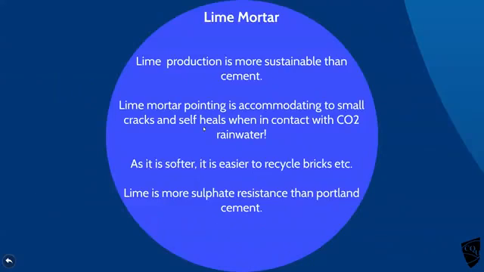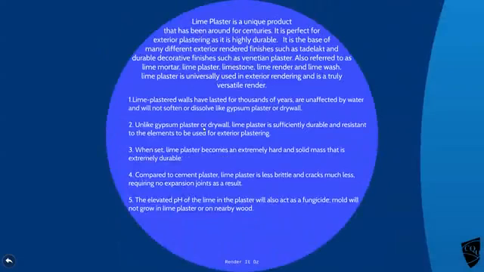Lime mortar itself, generally it's considered lime's a bit more sustainable to create than the cement. Because it's slightly soft and flexible for a very long time, it accommodates small cracks, shrinkage, cracking, etc. And if it's quite early in the pointing's life, it will actually self-heal itself when it rains and a bit of carbon dioxide gets onto it. As it's softer, it's easier to remove it from bricks. You can recycle bricks if you take a wall down. And it's more sulphate resistant than Portland cement is. So it's useful below ground levels, etc. Remembering you'd have to use the harder one for that.